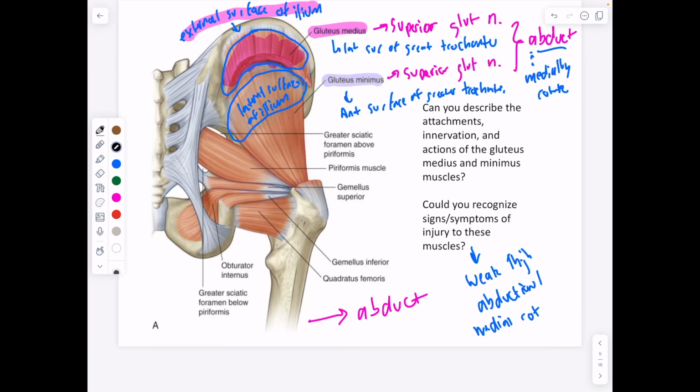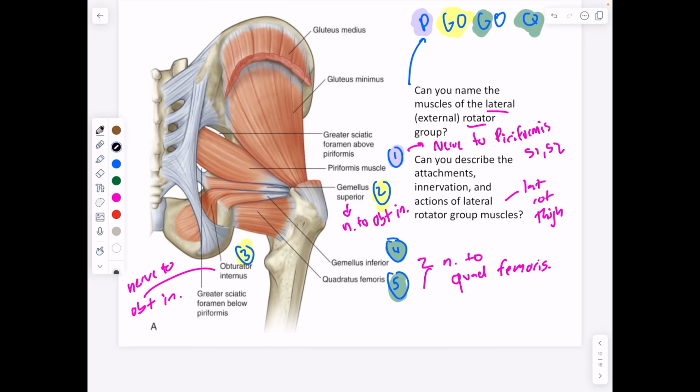All right, gluteus medius and minimus, they abduct and medially rotate the thigh, and they're both innervated by the superior gluteal nerve. They are attached to the external surface of the ilium for the gluteus medius, and then the lateral surface of the ilium for the gluteus minimus. And then they both insert on the greater trochanter. Gluteus medius is on the lateral surface of the greater trochanter, and the gluteus minimus is the anterior surface for the insertions.